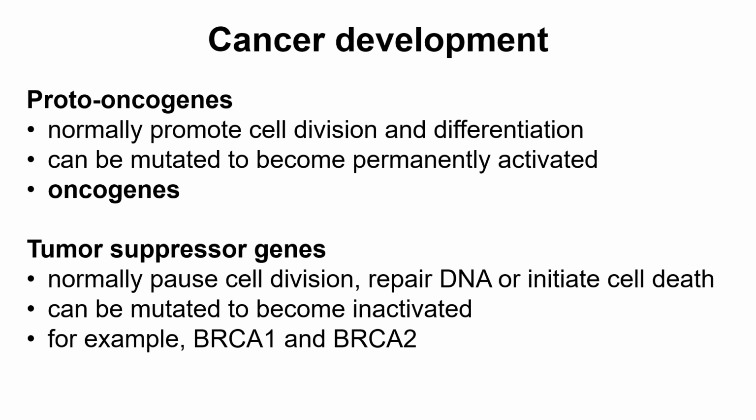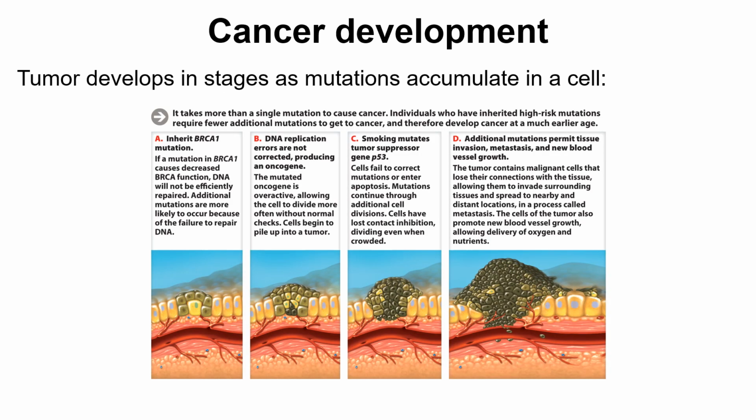Some examples of the tumor suppressor genes are the BRCA genes. So BRCA1 and BRCA2 are tumor suppressor genes. This is an image that shows you the progression of a tumor. If there are mutations in the BRCA genes, then the cell can no longer pause to fix that mutation, and can no longer pause to ensure that the chromosomes are replicated correctly.